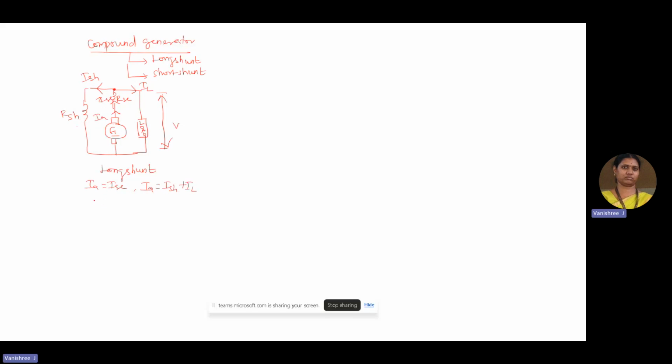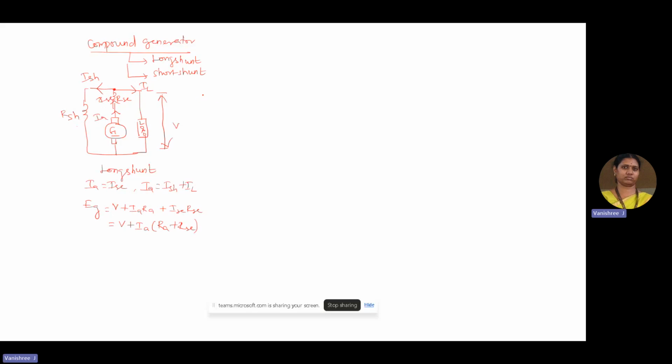And coming to the generated EMF, EG is equal to V plus the drop across the armature conductors IA RA plus ISC RSC, which is equal to V plus IA into (RA plus RSC).